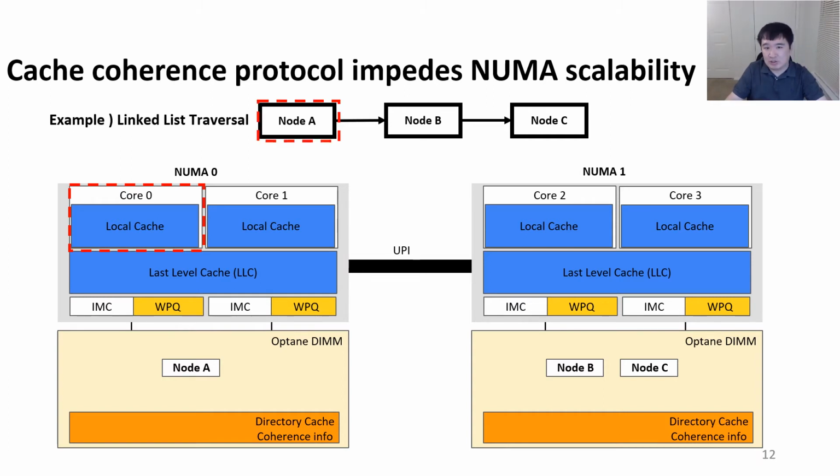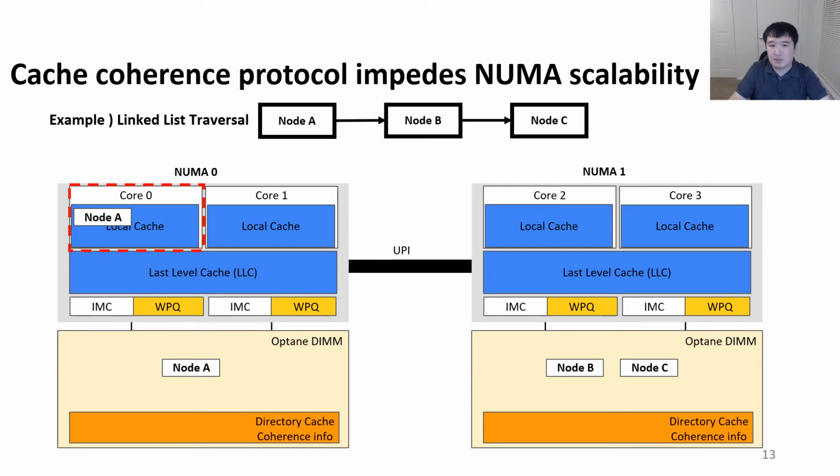When core 0 reaches node A, it will be copied to core 0's local cache. In this case, node A is stored in a NUMA local NVM space, so directory cache coherence information does not need to be stored. When core 0 reaches node B, core 0 copies node B from NUMA 1's NVM space. In this case, the directory cache coherence information of NUMA 1 will be updated because node B is copied to the remote socket.